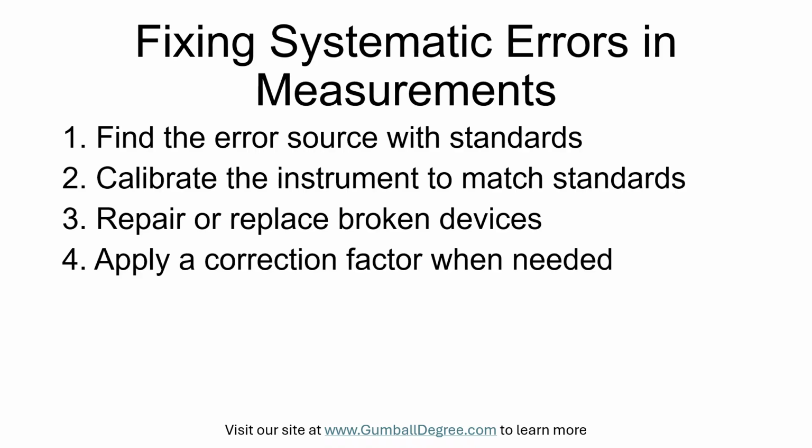To fix it, first find what is causing the bias by checking the instrument against a known standard or reference. If the device can be adjusted, calibrate it so its readings match the standard, and if it is broken, repair or replace it. Sometimes you cannot change the instrument right away, so you measure the error using standards and apply a correction factor to your results to remove the bias.